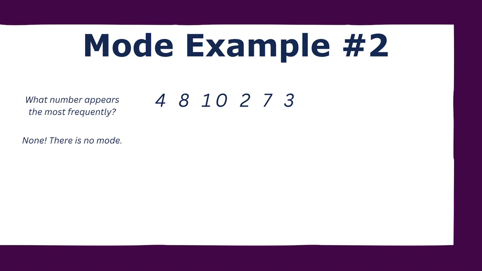But this is a very rare situation, so I wouldn't be too focused on this case. I would definitely take more from our first example, but if you ever come across a data set that looks like this, and you don't see a mode, that just means there is no mode, and that's A-okay.